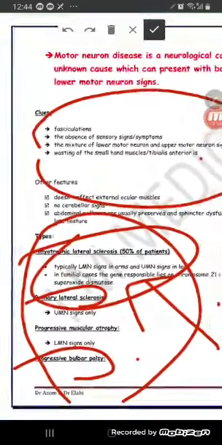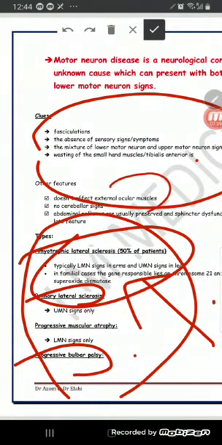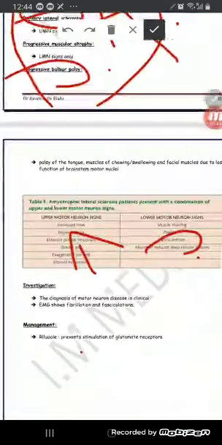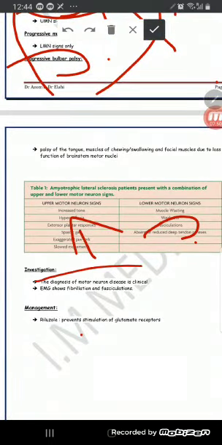Remember, guys, it does not affect the eye. There's no ocular involvement, and there is absence of sensory symptoms. Very important. Absence of sensory symptoms. Okay. Diagnosis for the exam, you need to diagnose it based on clinical features. So they will give you a patient with those signs and symptoms, a mixture of upper and lower. Okay.